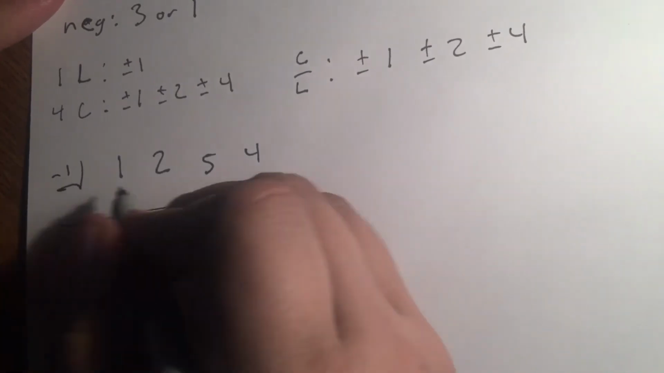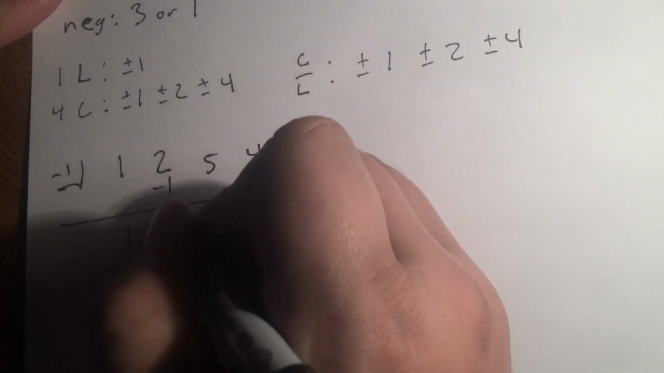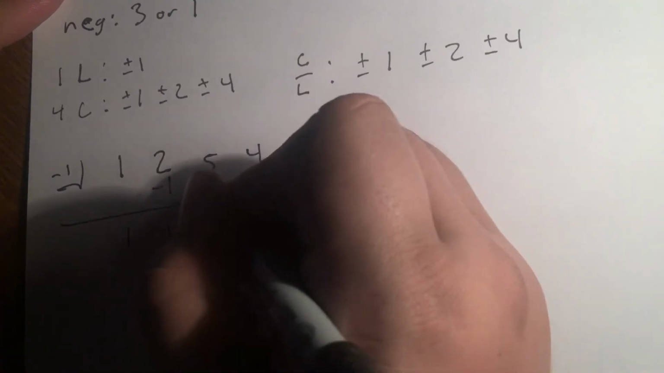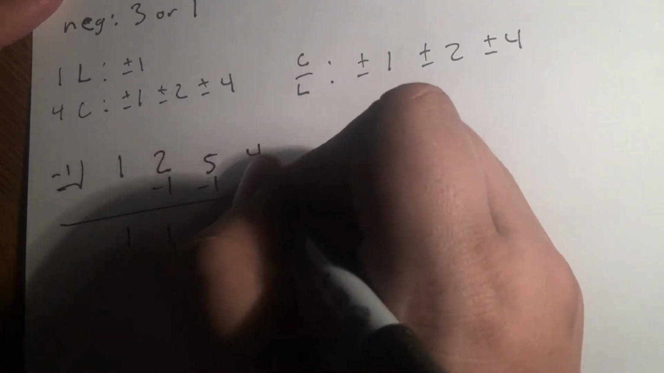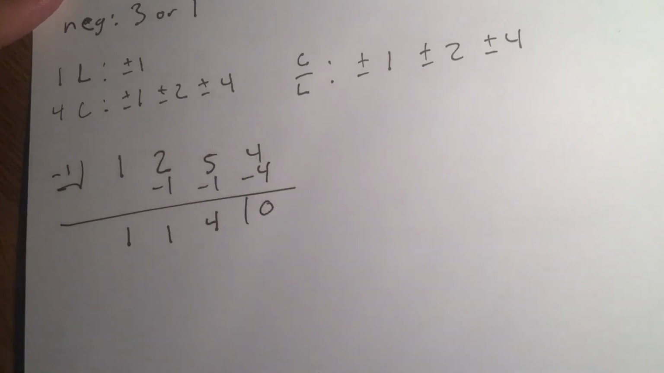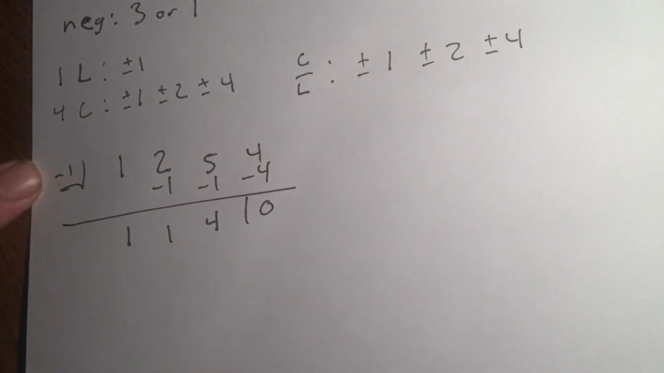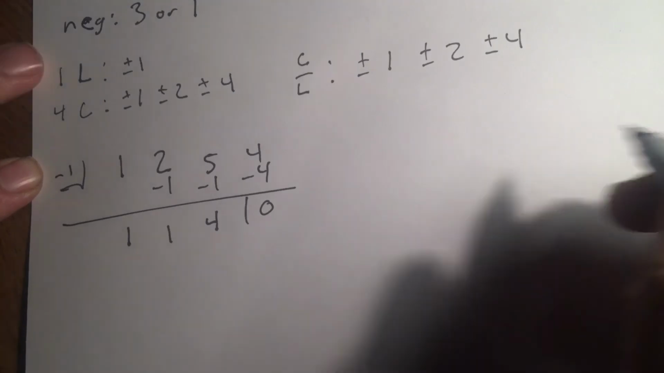So bring the 1 down. 1 and negative 1 is negative 1. 2 and negative 1 make 1. So again, another negative 1. 5 and negative 1 is 4. 4 and negative 1 is negative 4. We get 0. So right there, that tells me negative 1 is going to be a solution.